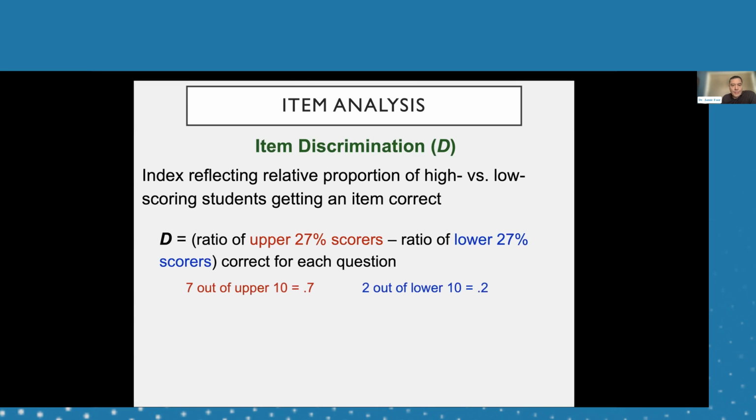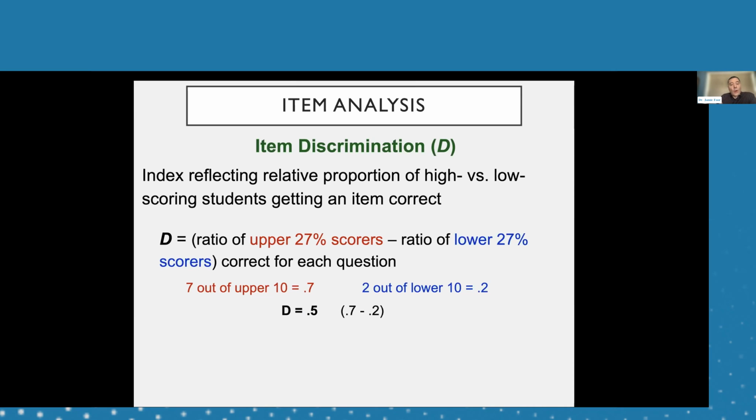As an example, let's say we have 37 students. 37 students will make my math work out well here. The top 27% will be 10, the 10 top scorers on the exam. The bottom 27% will be the lowest 10 scorers on the exam out of these 37 students. Let's say out of the top 10 students, 7 out of 10 got it correct. That's 70%. And out of the bottom 10 students, 2 out of 10 got it correct. That's 20%. The item discrimination would end up being 0.5, indicating 70% minus 20% of the upper versus lower students got the question correct.